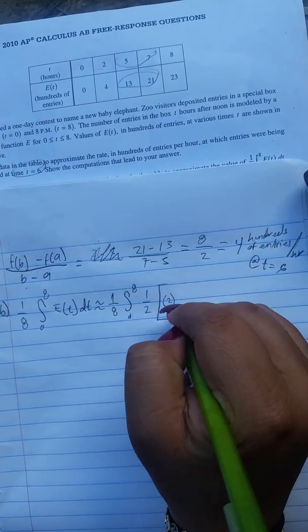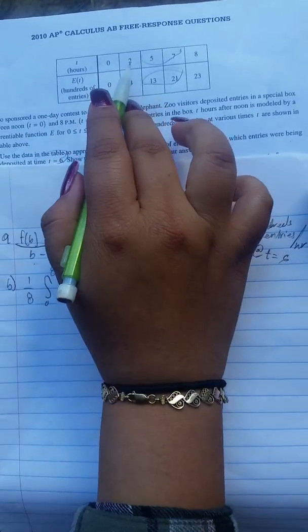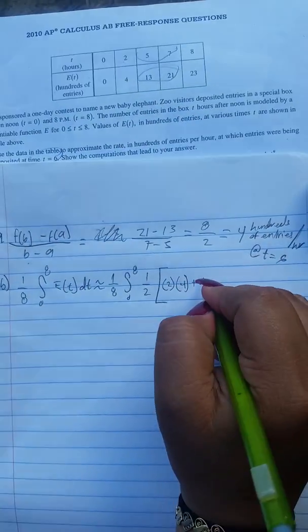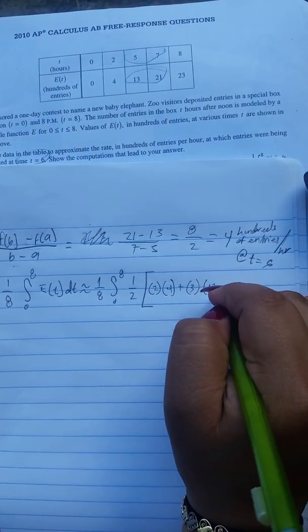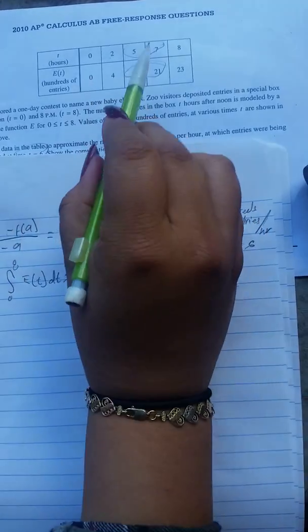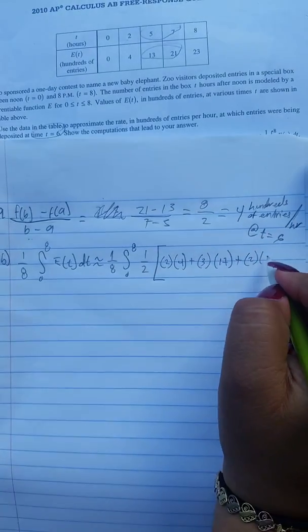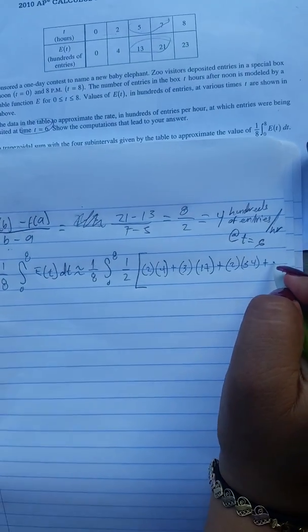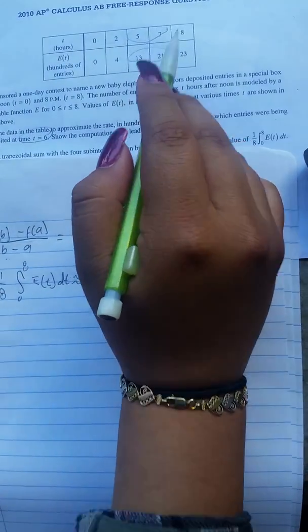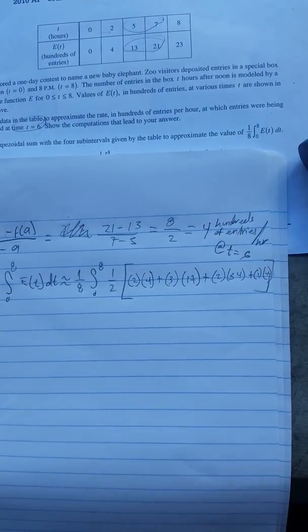So we need the distance from 0 to 2, which is 2, times the sum of the values at 0 and 2, which is 4, plus the distance from 5 minus 2, which is 3, times 13 plus 14, which is 17, plus 7 minus 5, which is 2, times 21 plus 13, which is 34, plus 8 minus 7, which is 1, times 23 plus 21, which is 44. And then we close our brackets.